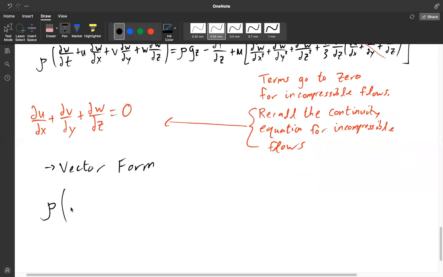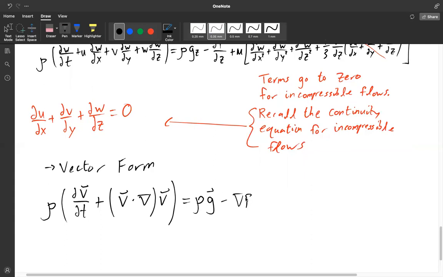Rho times (partial v partial t plus v dot gradient times v) equals rho g minus gradient of p plus mu times the second order gradient of vector v. So again, v is our fluid velocity.